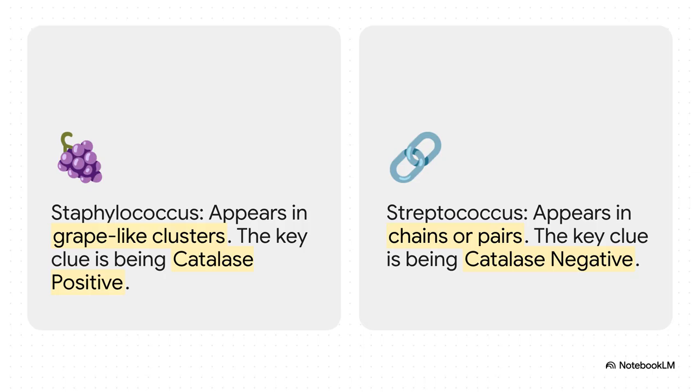Think of it like this. Staph has a special enzyme that lets it break down hydrogen peroxide. Strep doesn't. So, staph is catalase positive, strep is catalase negative. It's a simple test, but it's the first huge step in cracking the case.